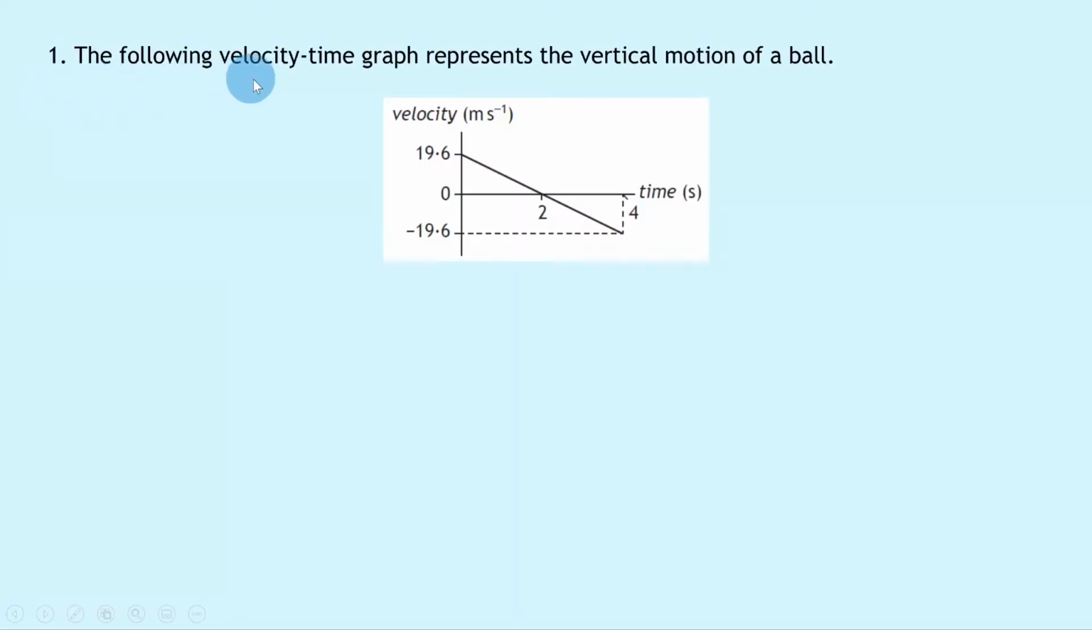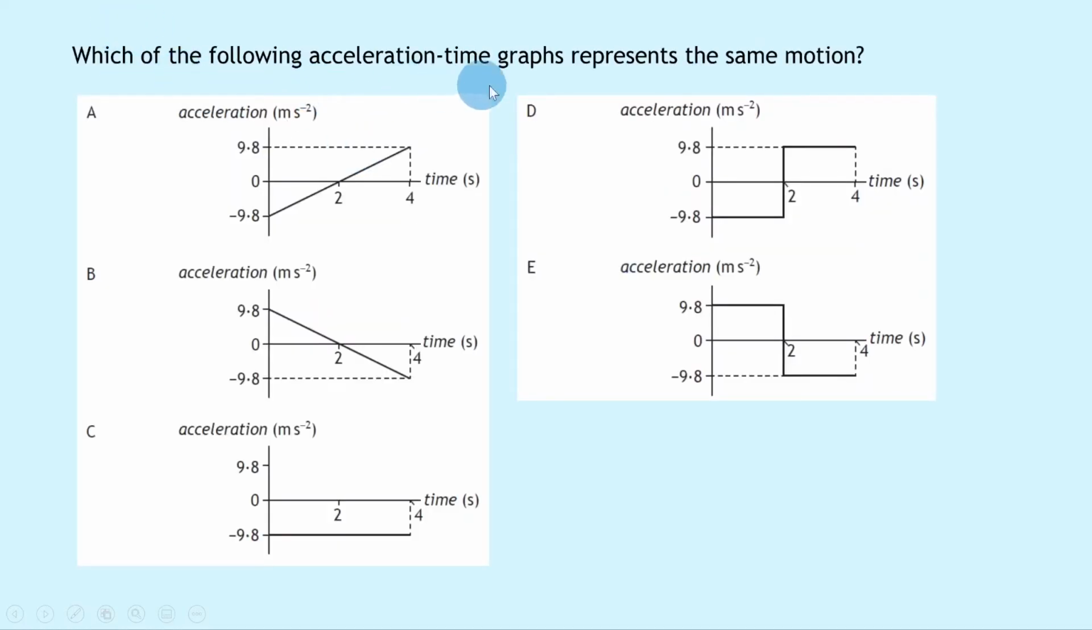Question 1 says that the following velocity time graph represents the vertical motion of a ball. So we have velocity in meters per second on the y-axis and time in seconds on the x-axis, and you'll see the velocity starts off at 19.6 meters per second, it then reaches 0 meters per second after 2 seconds, and then after another 2 seconds it reaches minus 19.6 meters per second. The question then says which of the following acceleration time graphs represent the same motion. So we simply want to determine the corresponding acceleration time graph for the velocity time graph that we were given. So we can see we've got an acceleration sloping up the way, down the way, constant negative acceleration, and then we've got these kind of stepped patterns here.